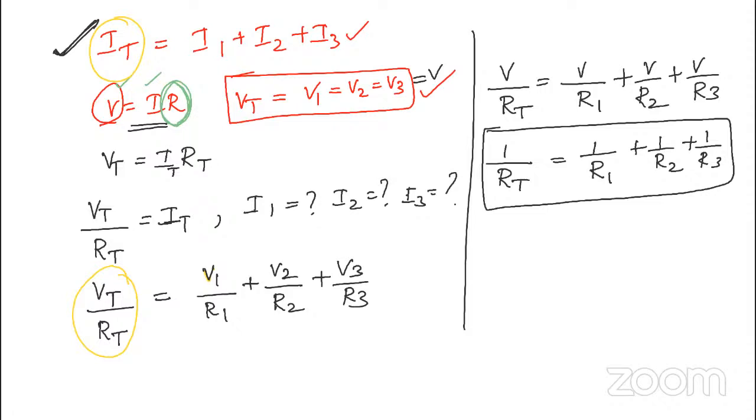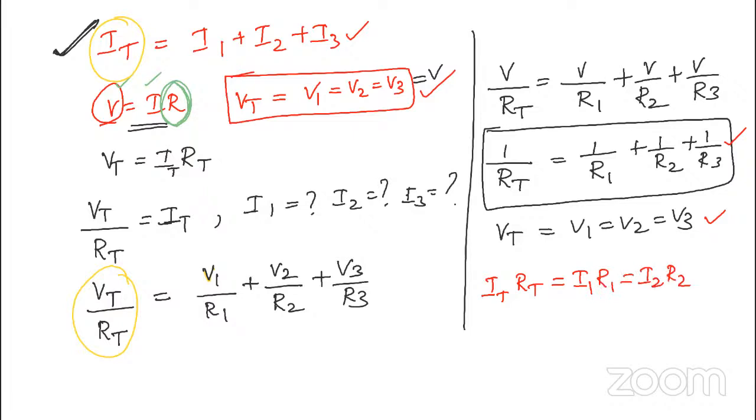So here V total oda values என்னது? V1 is equal to V2 is equal to V3. So இதுவுமே very very important formula. Okay. So இதுல இருந்து நம்ம என்ன எழுதலாம்? Relation கொண்டு வரோம். It is IT into RT is equal to I1 into R1 is equal to I2 into R2 which should be is equal to I3 into R3. So இது எல்லாமே very very important expressions.